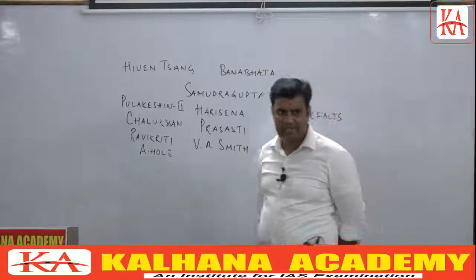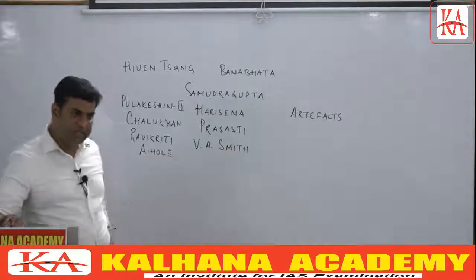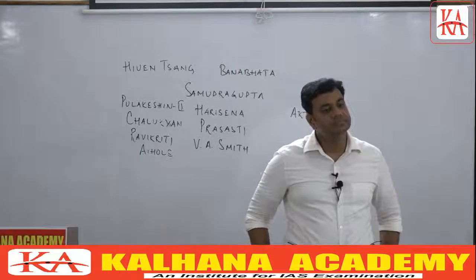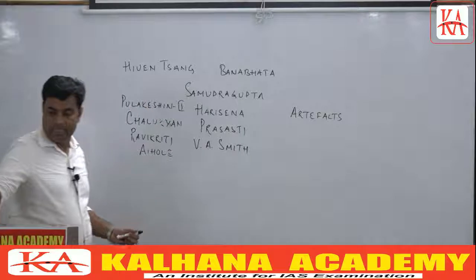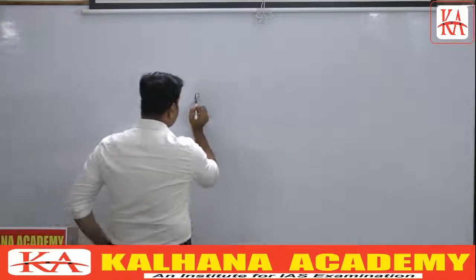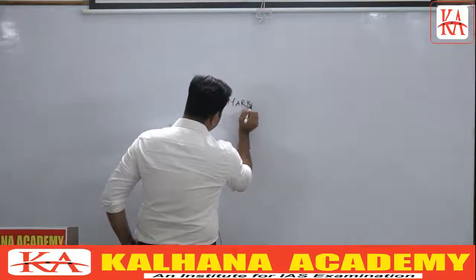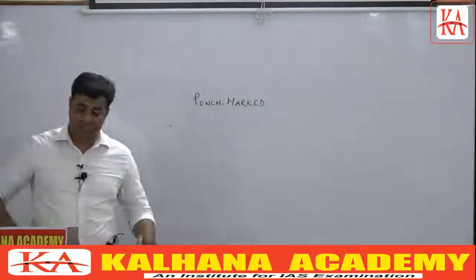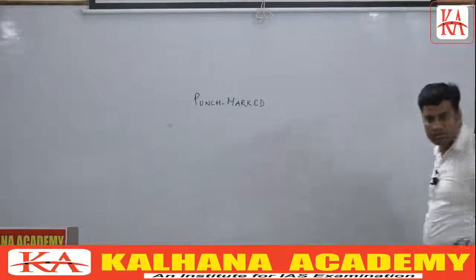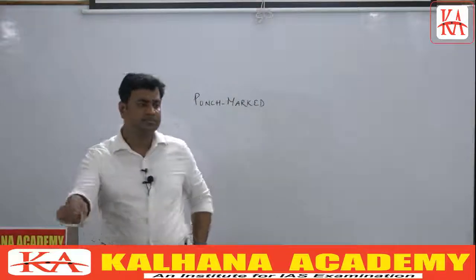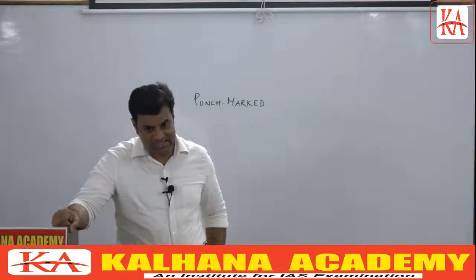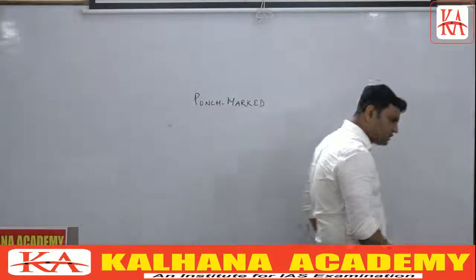Right, these coins were largely made of copper, and were termed as the punch marked coins because certain symbols were punched on these coins as a royal sign. Clear?